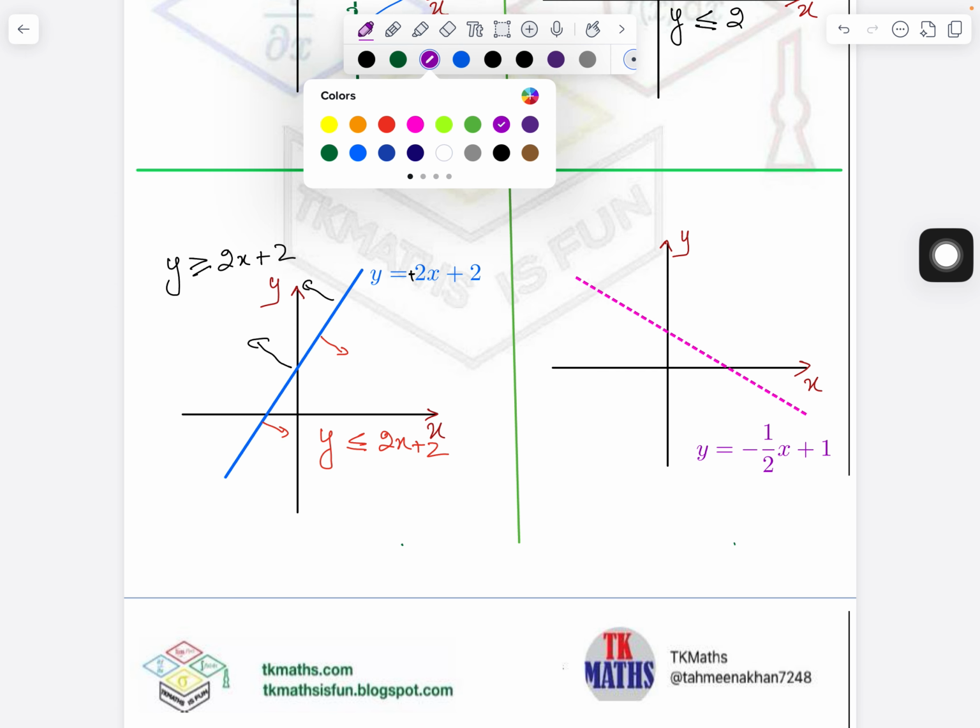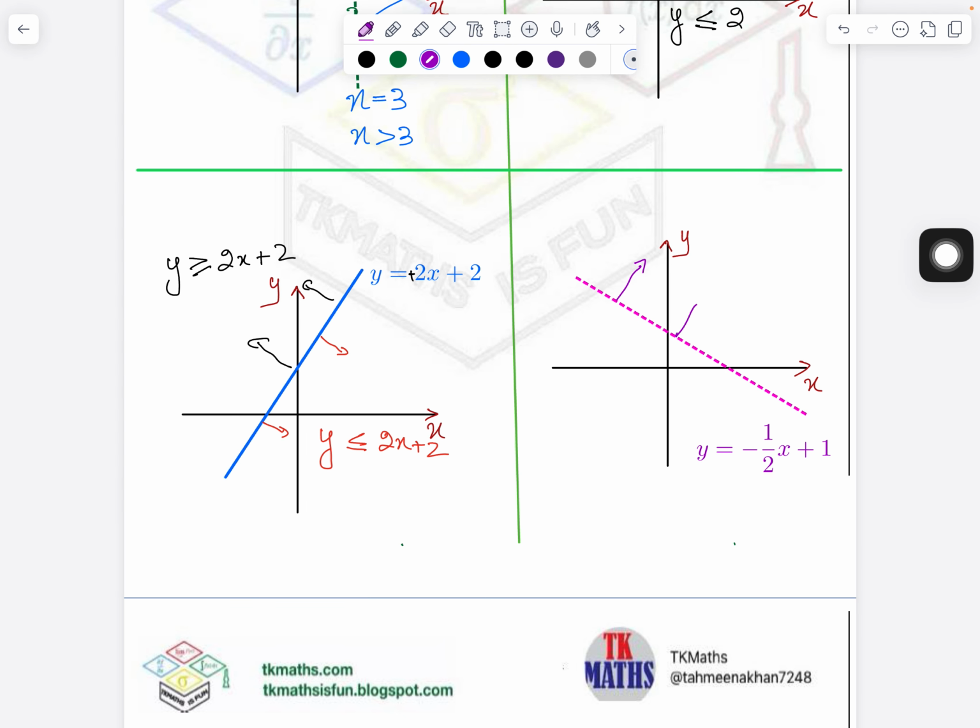This line, which is y equals minus half x plus 1, the region above the line is represented by y is greater than, now I'm not writing the equal to because the line is dotted. y is greater than minus half x plus 1. And this side below the line will be represented by the inequality y is less than minus half x plus 1.